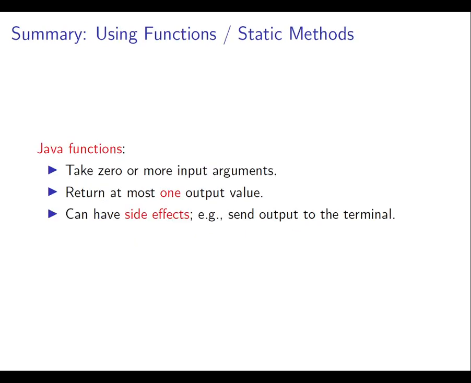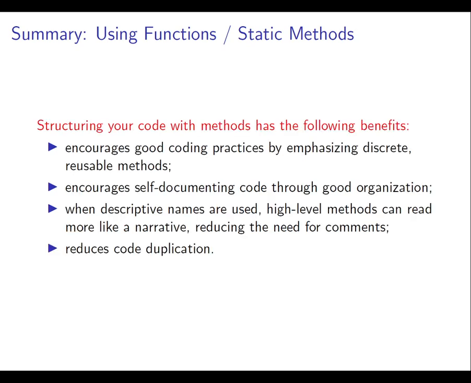So, in summary, Java functions take 0 or more input arguments. I'm not sure we actually saw any cases where it took 0, actually, but experiment with that. I suppose because it's not very useful for static methods, that's why we've not seen 0 yet. You'll see 0 argument functions more often when we see instance methods later on. A function returns at most 1 output value and can have side effects, for example, sending output to the terminal. And we saw a bunch of stuff about how structuring your code using methods has a whole bunch of benefits, which I won't go through again because I laboured that quite a lot earlier.